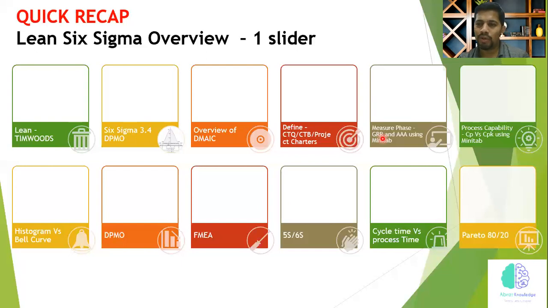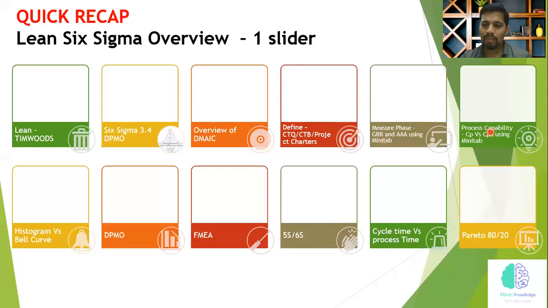The nutshell about GRR, gauge repeatability and reproducibility: repeatability means an operator doing a task at different times, and reproducibility means he should produce the same output and give the same verdict. We talked about that, and I covered two exclusive videos on this. Please check them out; you will get more idea about it.